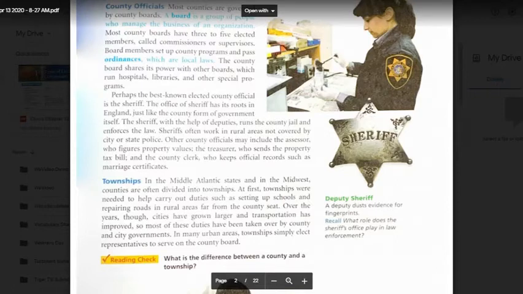Townships. In the Middle Atlantic states and in the Midwest, counties are often divided into townships. At first, townships were needed to help carry out duties such as setting up schools and repairing roads in rural areas far from the county seat. Over the years, though, cities have grown larger and transportation has improved. So most of these duties have been taken over by county and city governments. In many urban areas, townships simply elect representatives to serve on the county boards.